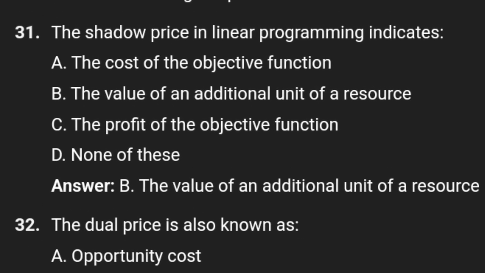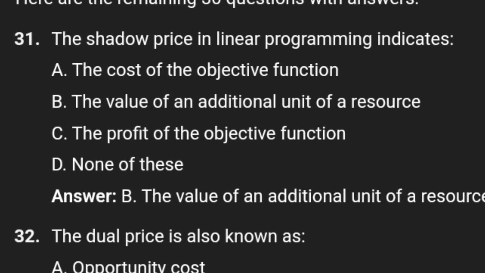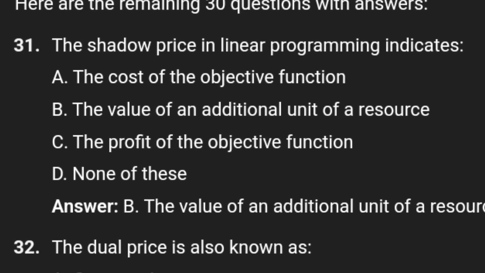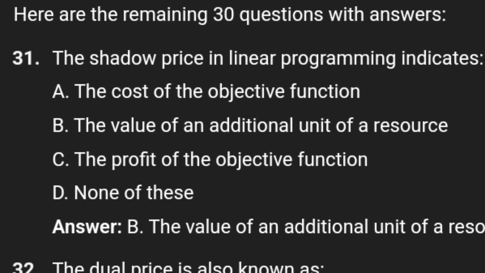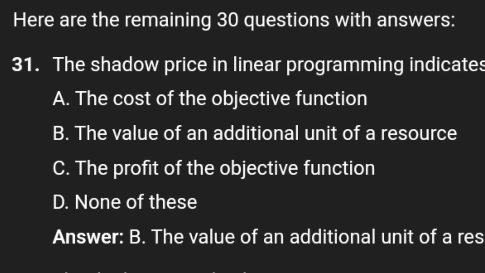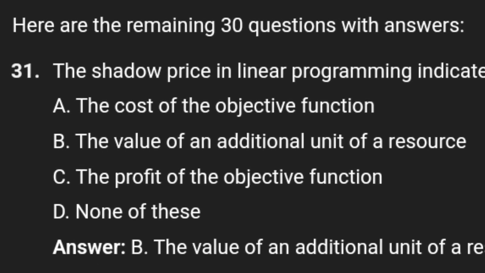31. The shadow price in linear programming indicates: A. The cost of the objective function, B. The value of an additional unit of a resource, C. The profit of the objective function, D. None of these. Answer: B. The value of an additional unit of a resource.